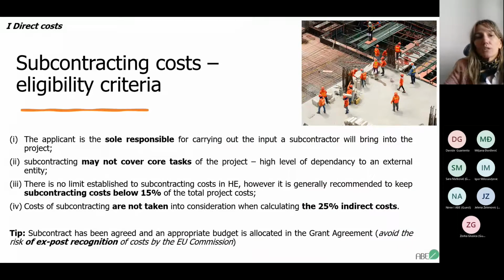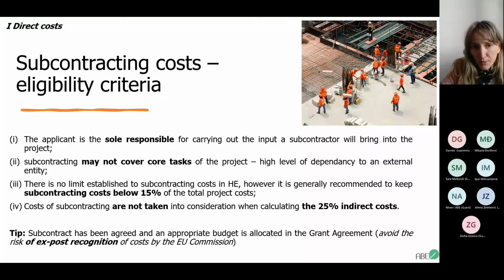Some things you need to keep in mind when it comes to subcontracting costs, because these costs could be differently interpreted by evaluators. First of all, the applicant is solely responsible for carrying out the input a subcontractor will bring into the project. Secondly, subcontracting may not cover core tasks, because evaluators don't favor this high level of dependency on an external entity. So always think twice when it comes to subcontracting.